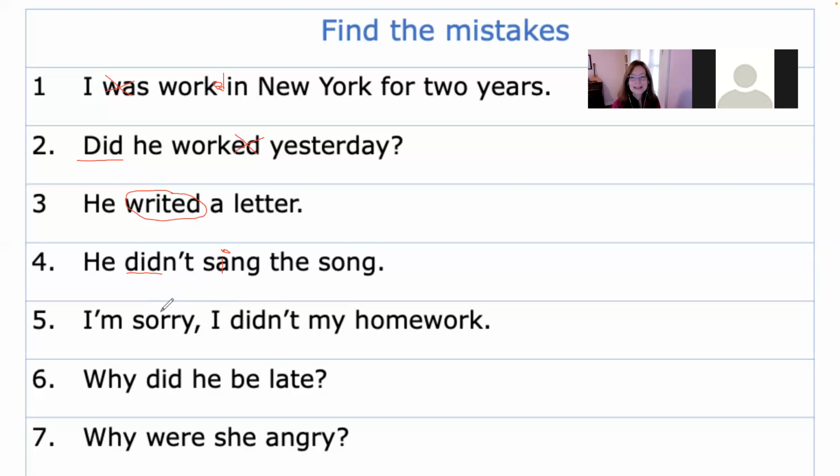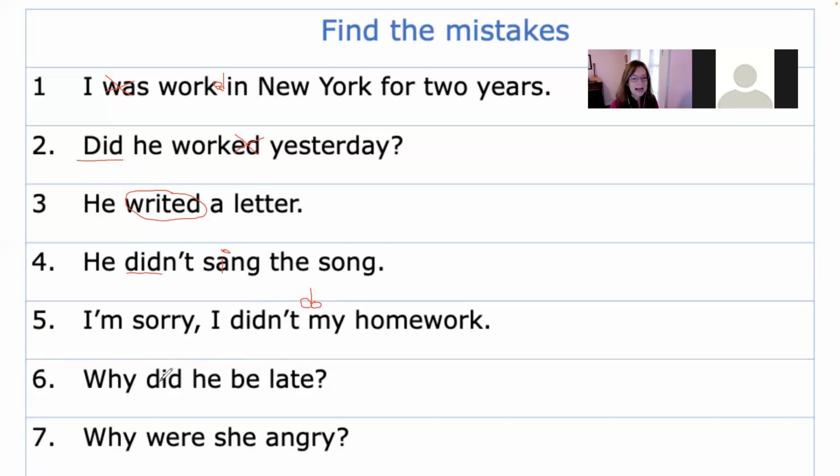Another one they might do, especially with the word do, they'll say, I didn't my homework. Or sometimes they'll say, or often they'll say, I didn't make my homework, but sometimes they'll just leave out the verb altogether and they'll say, I didn't my homework. And you have to tell them, nope, we still need to put that verb in there. It's going to be, I didn't do my homework. So the first verb is in the past tense. The second verb is going to be in the base form.